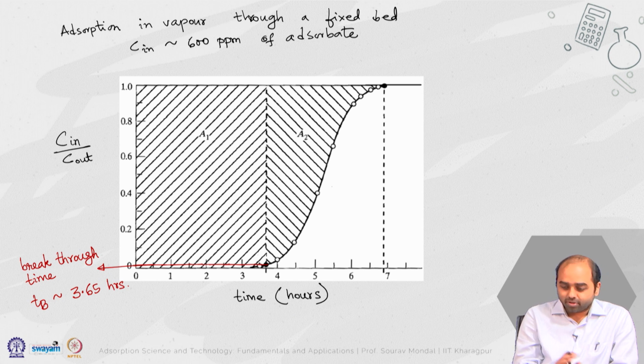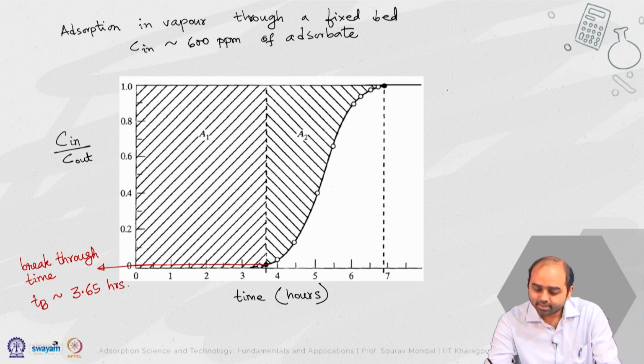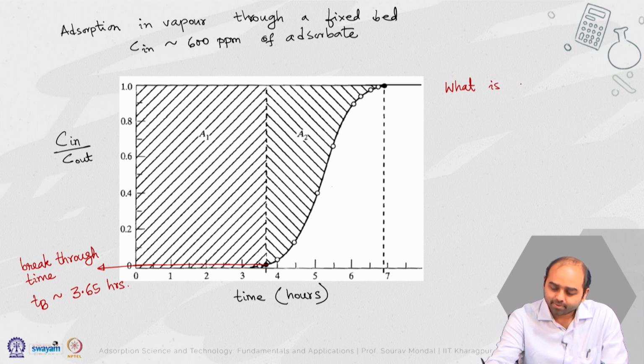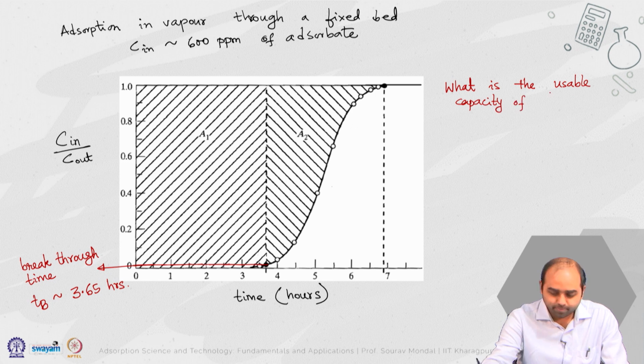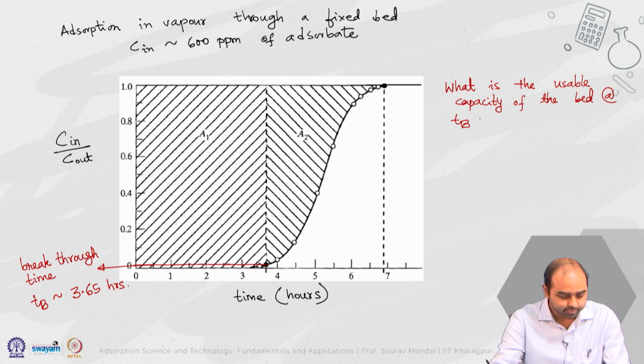Now the next question that you can work out using this curve is: what is the usable capacity of the bed at this breakthrough time if we had an ideal wave front?